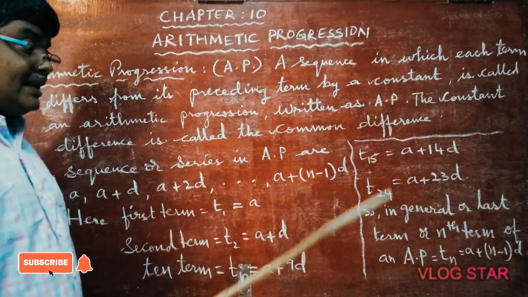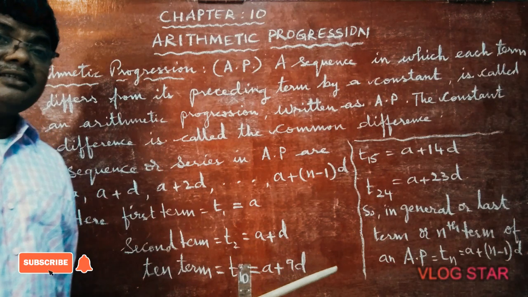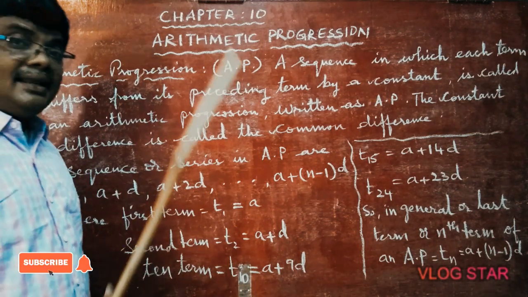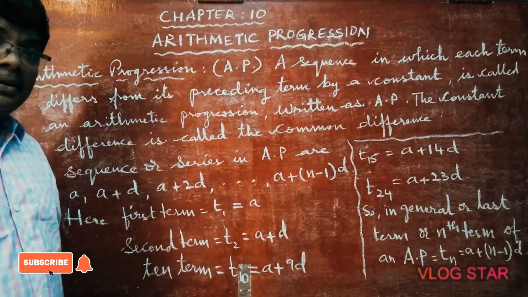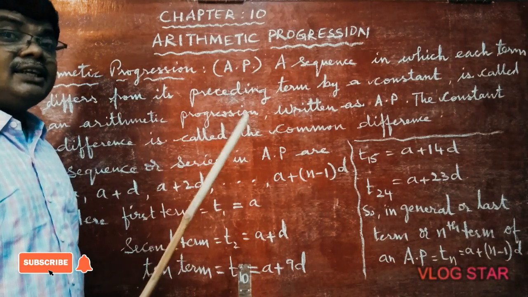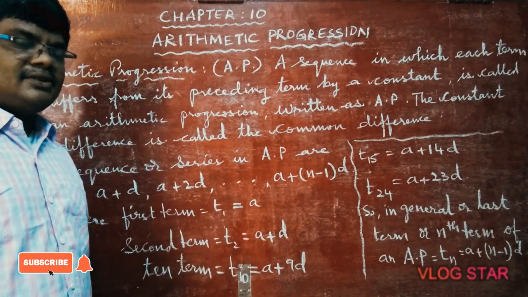Now 100th term, T100 is equal to A plus 99D. 50th term of an AP, say A plus 49D, just one less you tell.